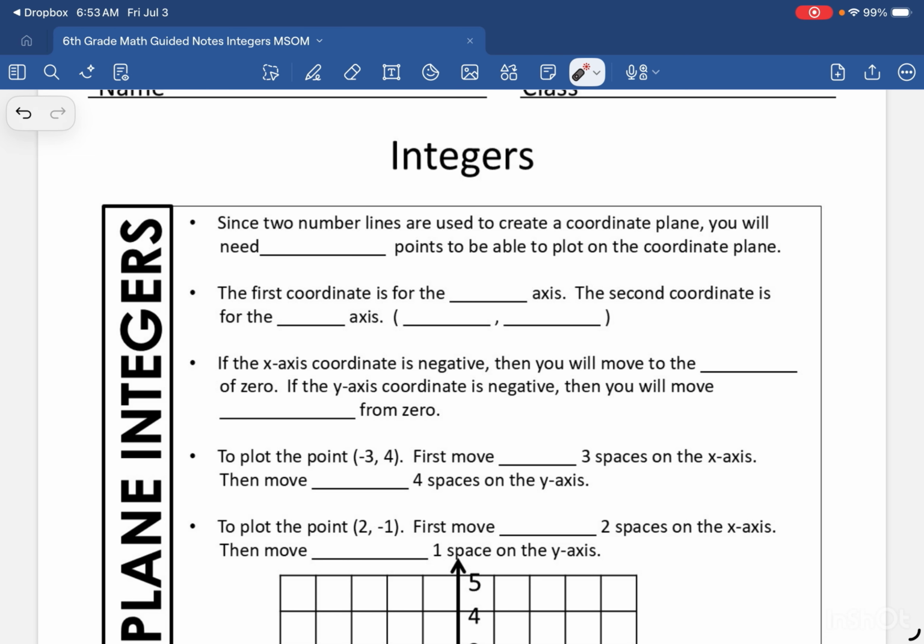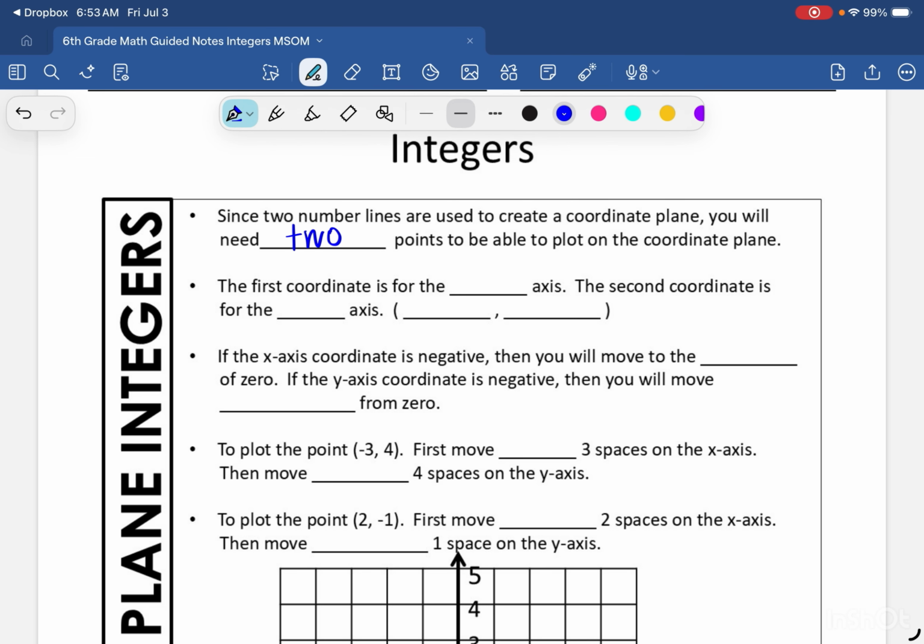Since two number lines are used to create a coordinate plane, you will need 2 points to be able to plot on the coordinate plane. The first coordinate is for the x-axis. The second coordinate is for the y-axis. So you will see it like this: (x, y) with parentheses.